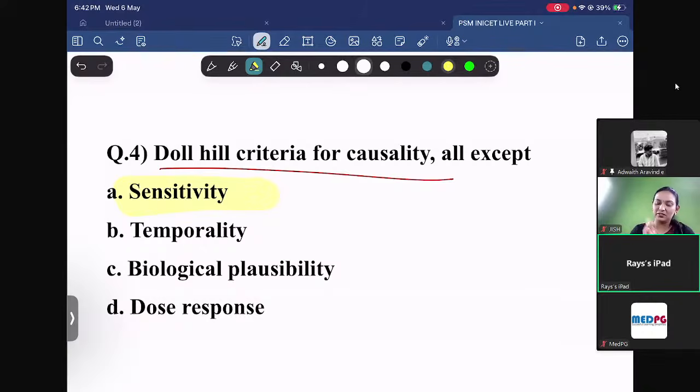What is the criterion which comes in Bradford Hill's criteria which is similar to sensitivity in name? It is actually specificity. Okay, the answer is not sensitivity. It should have been specificity. So in this particular question, sensitivity is the correct option here because it does not come in the Hill's criteria of causality. So what do you mean by Hill's criteria of causality?